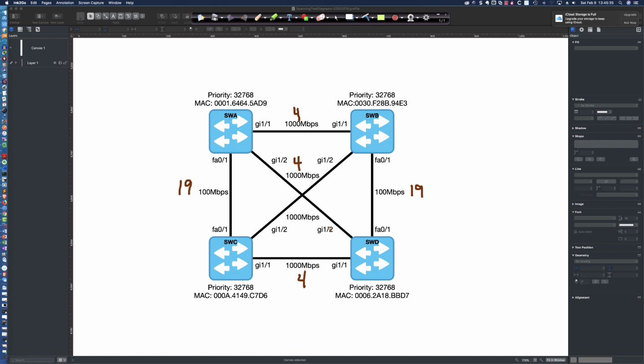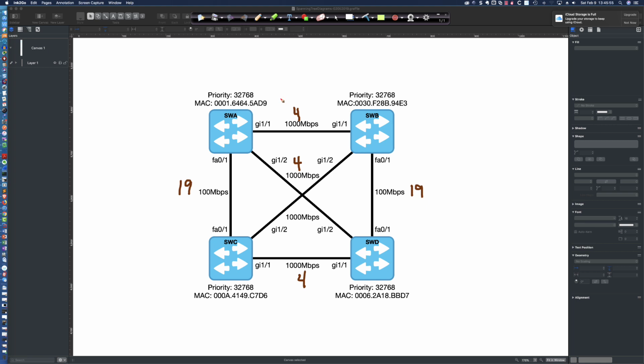All the gig links are 4, and you can tell I'm stressing this as I'm trying to recover from the mistake I made. So the gigabit Ethernet cost is going to be 4. The fast Ethernet cost is going to be 19. So we'll go red, right? Remember the root bridge. The root bridge is the center of the spanning tree universe.